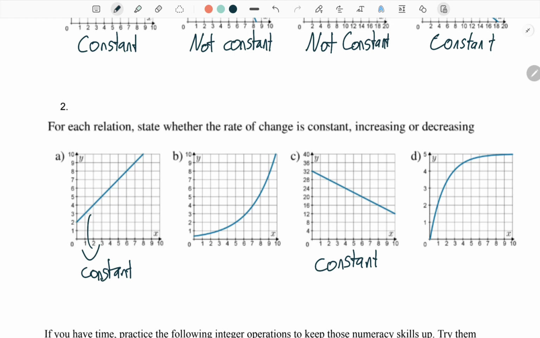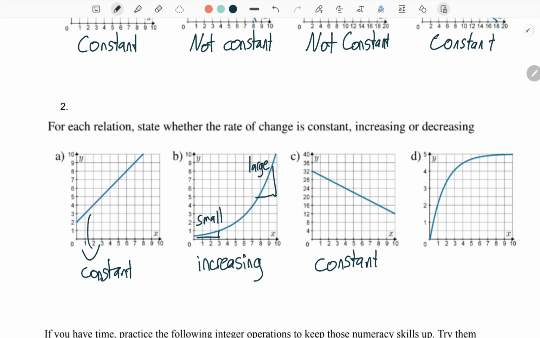But now let's take a look at B and D. So in B, if we take a look at the initial part of the graph, as you go from left to right, it goes up just a tiny little bit. But as you go to the end, as you go from left to right, it's going up a whole lot. So the rate of change went from a small amount to large. And if you're going from smaller to bigger, well, you must be increasing.